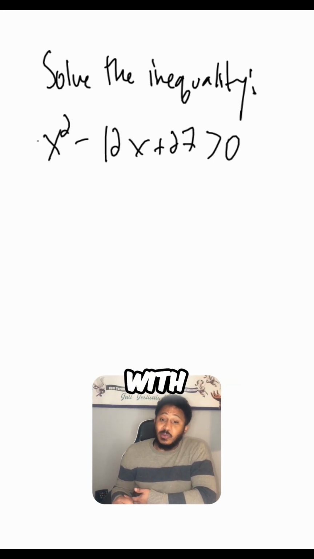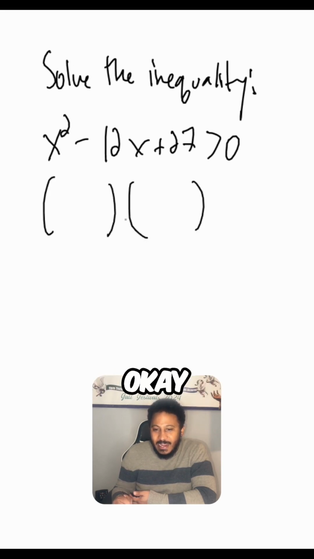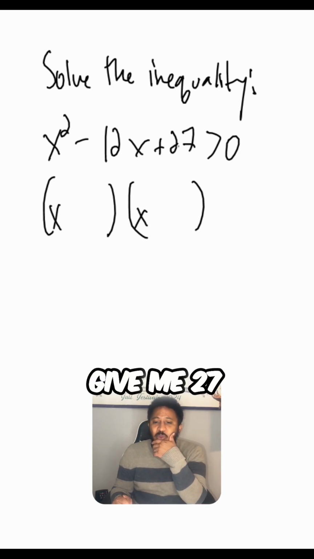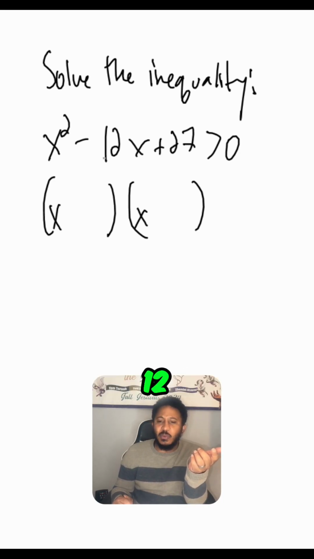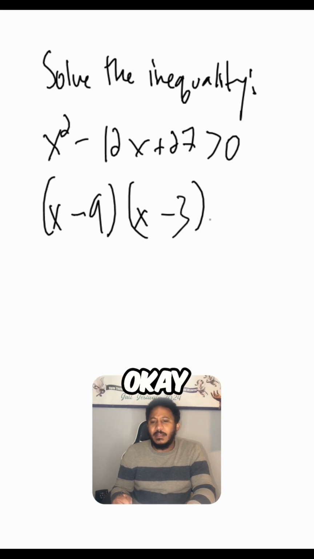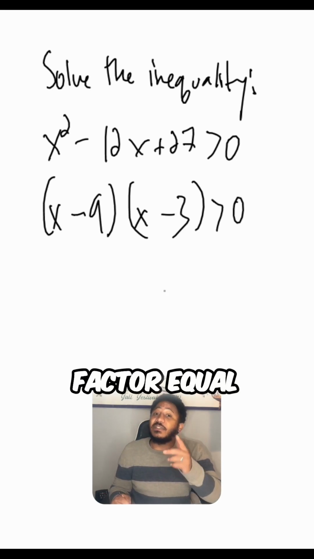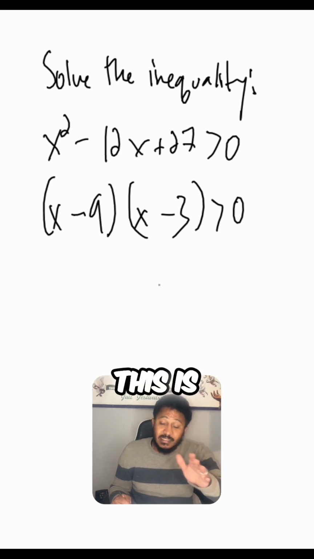Pretending it's an equal sign, we've got 0 on one side, and we'll factor the other side. It's 3 terms with a 1 in front of the x squared, so we go to double bubble, x and x. Now we use numbers that multiply to give 27 and combine to give negative 12. In this case, that's negative 9 and negative 3. So we've got 0 on one side, we factor the other side, and now we set each factor equal to 0.